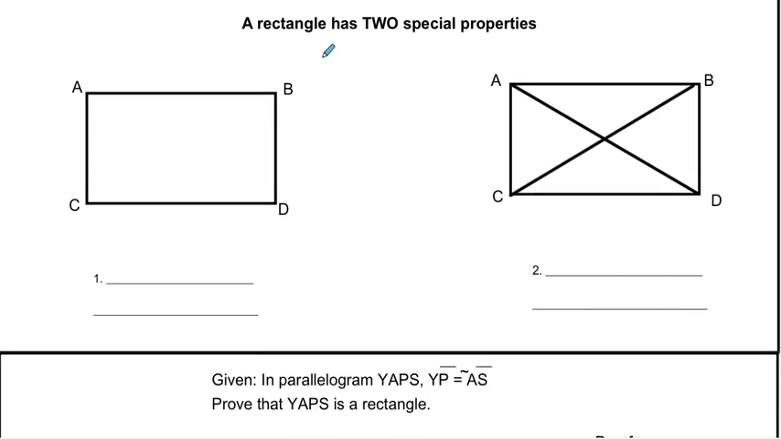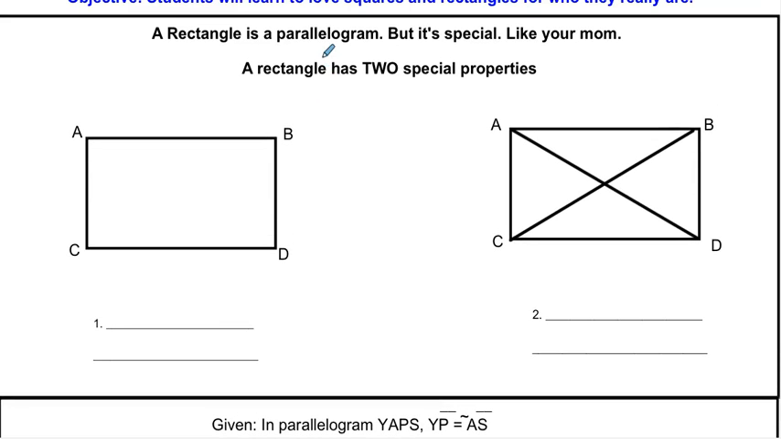We're going to start with the properties of a rectangle, and these are the special properties. To remind you, a rectangle is a parallelogram, so it has all the properties of a parallelogram. That still remains, right? Opposite sides are congruent, opposite sides are parallel, opposite angles are congruent. You know what I'm talking about. But then it has two special properties. Rectangles have two special properties, all of them.